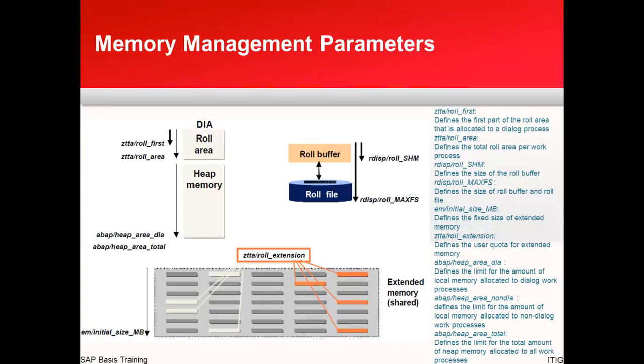Now let's get into the memory management parameters. These are the memory management parameters. You can see roll_first, roll_area, roll_shm, then we have roll_maxfs. These are basically the memory management parameters. So let's get into the system to see these parameters.